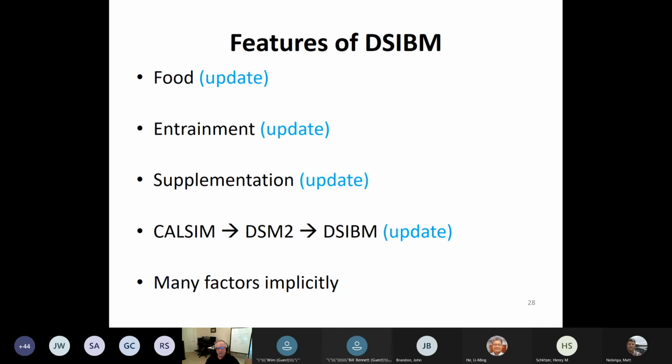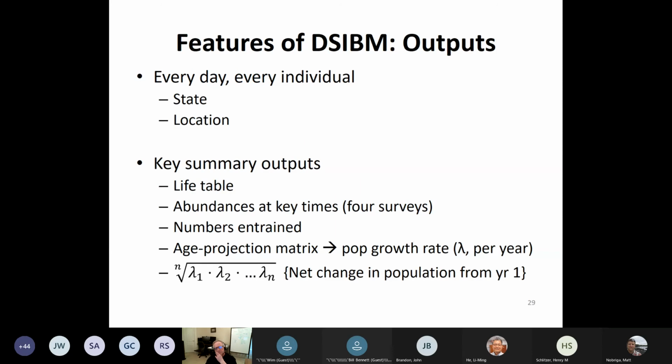So we've updated the zooplankton in the model, and I was supposed to have updated entrainment by now, so I'm just going to leave that loose. I'll show you an example where we added a feature of supplementation. We've updated it so that you can, thanks to the efforts of Derek working on that a lot, link calcium to Delta Smelt, and then many factors separately. So every day, for every individual, you know their size, you know what they ate, you know their past, you know where they are on the grid, you know their box, you know their channel, you know everything about it.